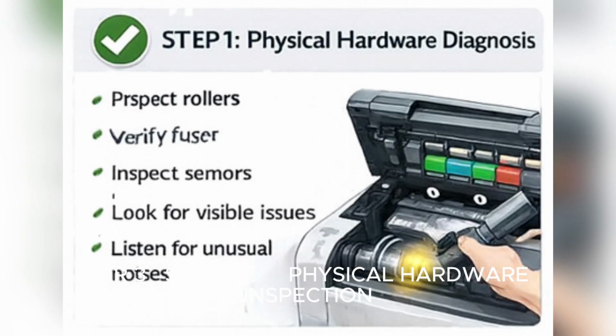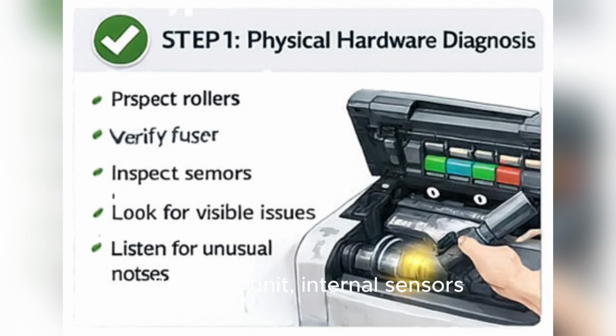Tier 3. Step 1. Physical hardware inspection. A physical hardware inspection. Check the paper rollers, the fuser unit, internal sensors, and look for hidden paper jams. Listen for any abnormal noises. Many printers fail without displaying any error messages.